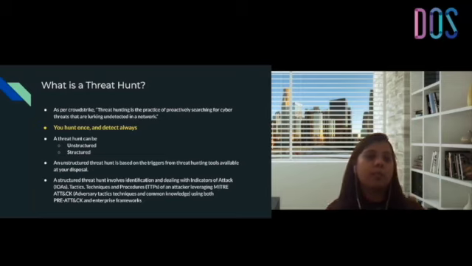A compromise, or indicator of compromise, is basically any artifact found in your environment which suggests that, suppose you have a Word file which was downloaded from the internet, you have a hash available for it.